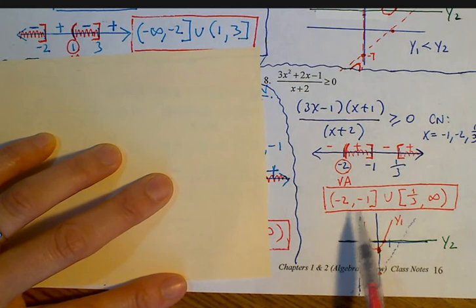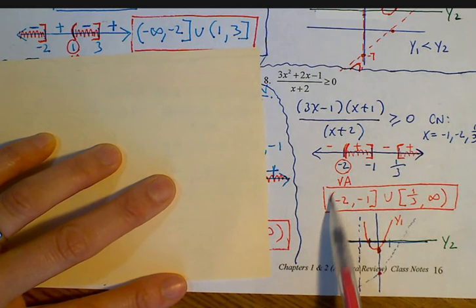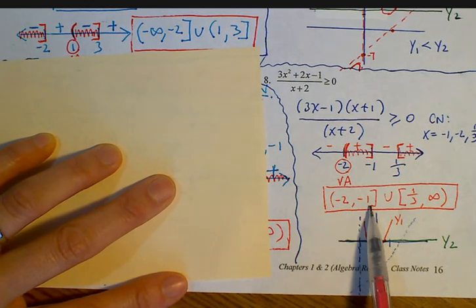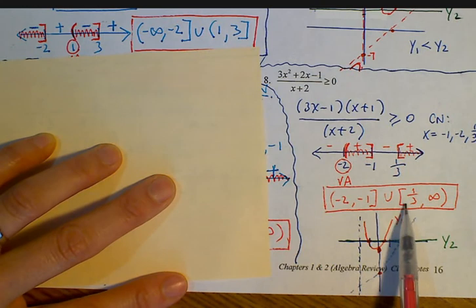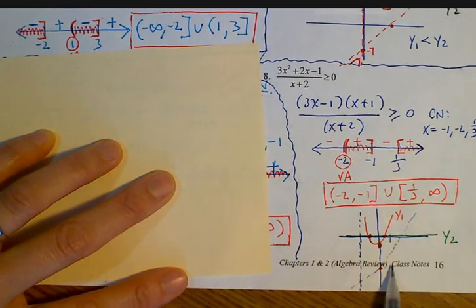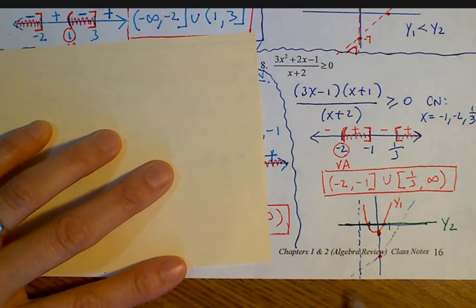So my solution is negative 2. This has a parenthesis because this is a vertical asymptote, so even though it's equal to, I'm not going to include it. Negative 1, bracket, union, bracket, 1/3, out to infinity. And here is my graph. Now there's a little bit more down here, but I actually don't need it because the question is asking where this rational function is greater than or equal to 0. So I know that this region is going to get it all covered.